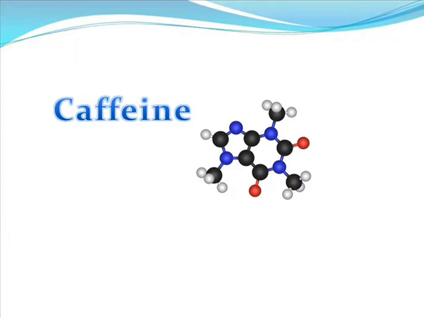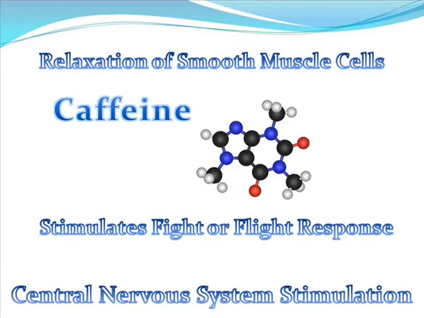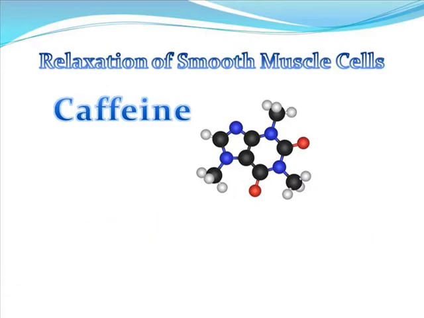Here comes the big question. How does caffeine do what it does? Caffeine has 3 different biological functions. The first is relaxation of smooth muscle cells. Smooth muscle cells control blood vessels and other similar tissues.